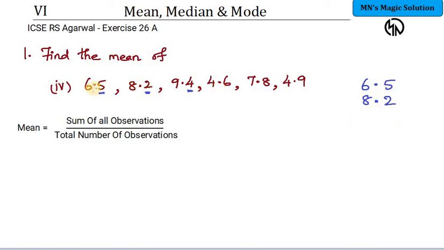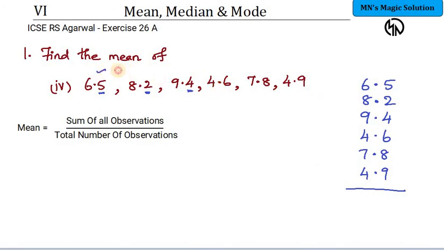Here luckily we have only one digit after the decimal. But if there are 1 or 2 digits or a different number of digits, then this will be the right way to do the addition. The decimal point should be one below the other. Apart from that, the other numbers you have to place and finally add. So here it is 8.2. Next one it is 9.4. Then it is 4.6, 7.8, 4.9. We have to add all these datas.